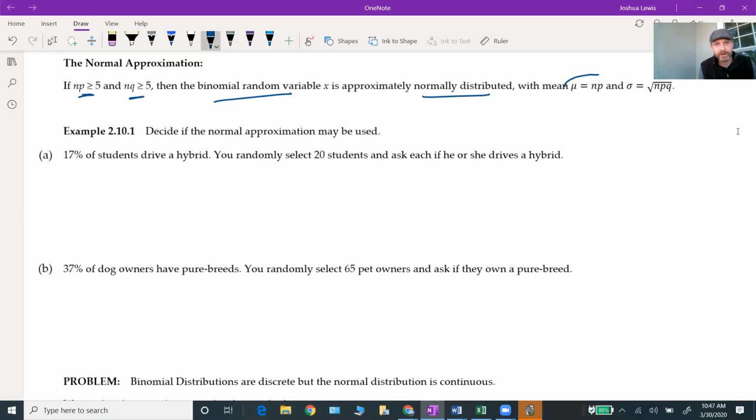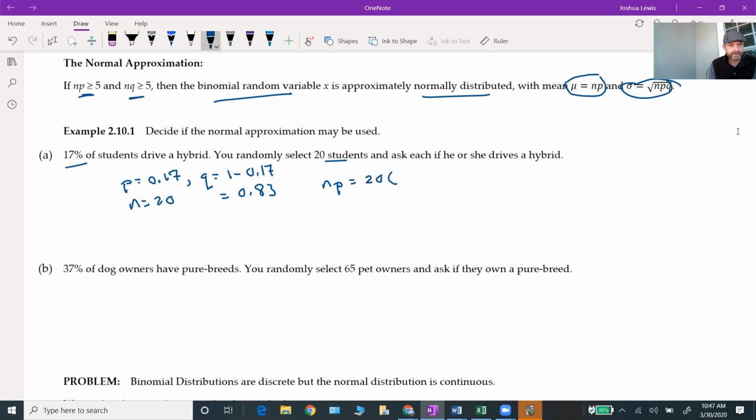And again, don't forget what our mean and our standard deviation are when we're talking about a binomial distribution. And so let's decide here if we can actually use that normal approximation. 17% of students drive a hybrid. You randomly select 20. So my probability is 0.17, and my n is 20. And so while I'm at it, let's get our q as well. If p is 0.17, then q is 1 minus 0.17, which is 0.83.